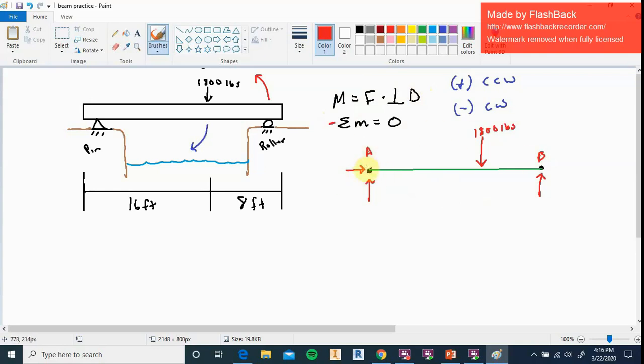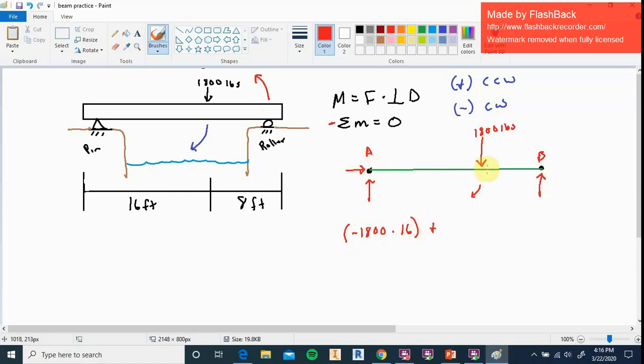So the first moment that's being caused, if we go out the beam, would be this 1,800 pounds. So this 1,800 pounds is causing, you know, this direction here. So that is going to be a negative moment. So we're going to take the moment that's created, negative 1,800 times the distance, 16 feet, and we're going to add it to any other moments that we have.